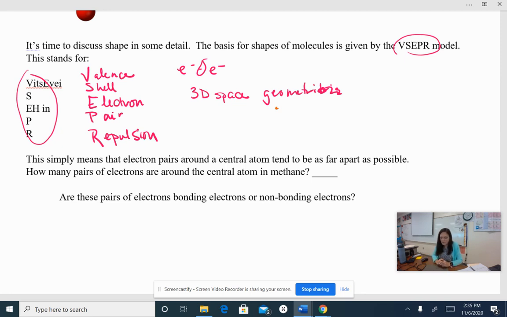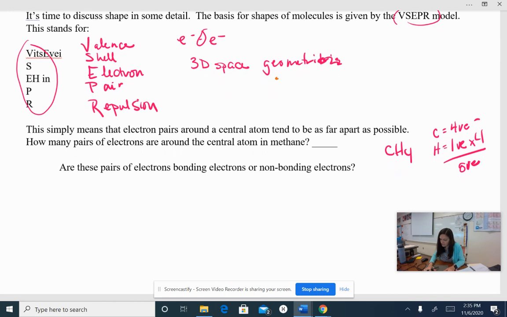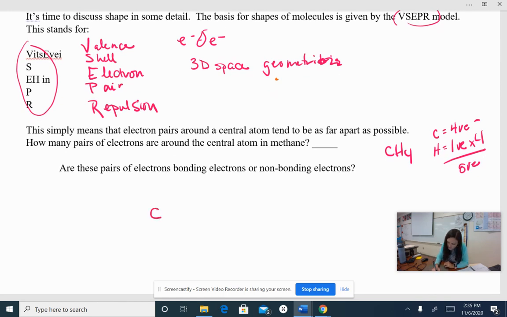So let's look at methane again. Methane is CH4. Carbon gives us 4 valence electrons. Hydrogen gives us 1 valence electron, but we've got 4 of them, so we're going to multiply that by 4. 4 plus 4 gives us 8 valence electrons. Now the next thing we've got to do is figure out what's going to be in the middle. Now we know that hydrogen can't be in the middle, so we're going to put carbon in the middle. We're going to put hydrogen single bonded all the way around.